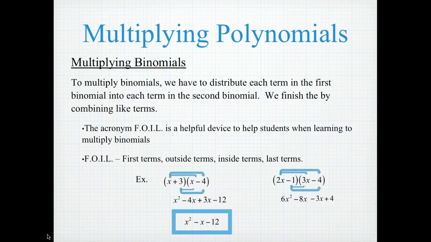Again, we combine the inside terms. The negative 8x and the negative 3x are like terms, so our answer is going to be 6x to the second minus 11x plus 4.